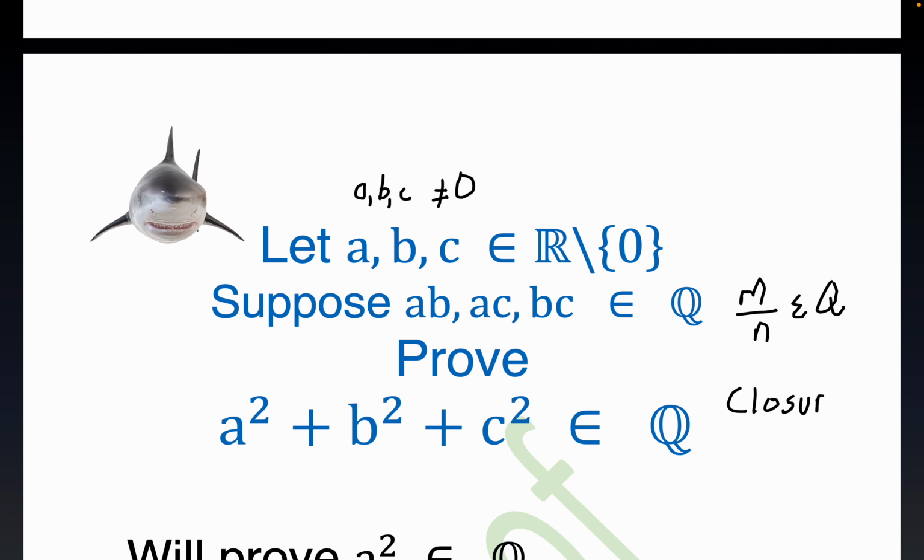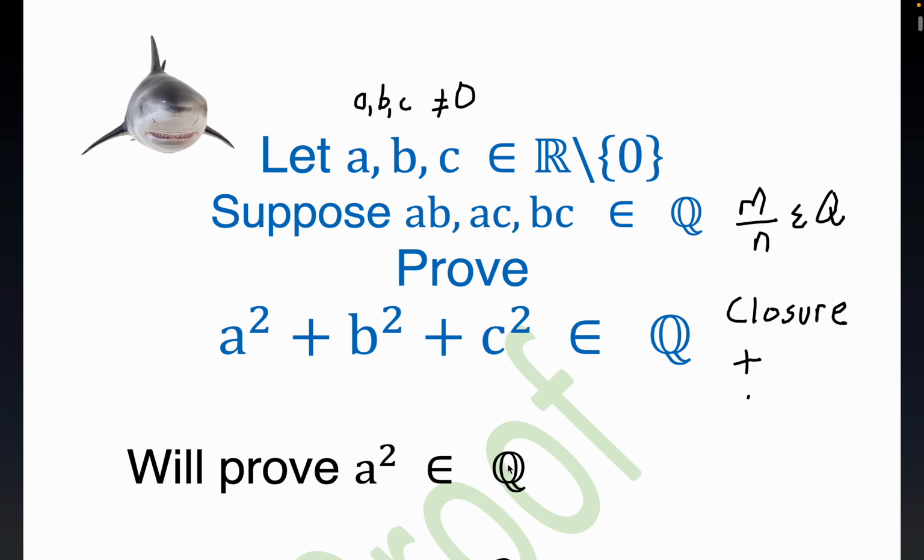So closure. What I mean by that is if you add two rational numbers, or multiply two rational numbers, you get a rational number back, and we'll make use of that. The proof's fairly easy. I'm just going to prove that a squared is a member of Q, and then it will follow just symmetrically. You'll see after you see the proof why it immediately follows that b squared and c squared would also be rational.